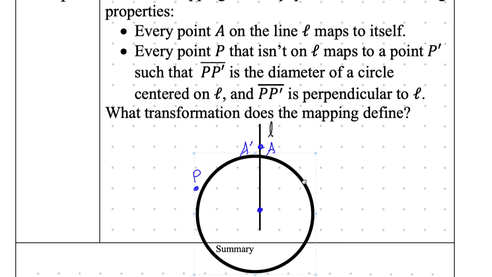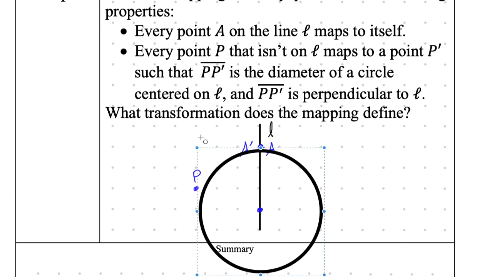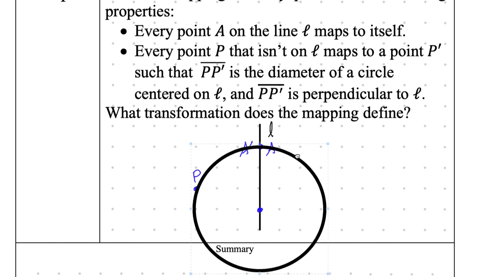Let's try to drag this, make it a little bit bigger. This is why I wish I had smart notebooks, so this would be faster. Okay. So point P is on the circle, and the circle is centered at L. So far, so good. Such that P prime is the diameter of the circle. Okay, so we can make the diameter of the circle.